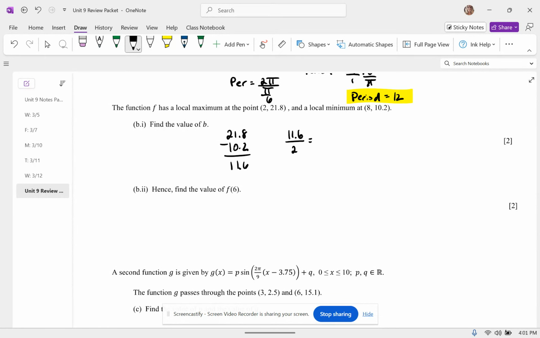And I'm going to end up with 5.8. So then I'm going to take the lowest number, which is 10.2. I'm going to add 5.8, and that should give me 16. So b equals 16.